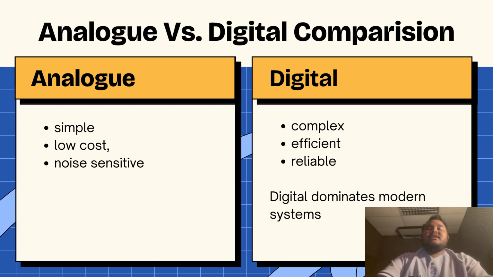These are the comparison between the analog and digital modulation. You can see analog is more simple, low cost, and noise sensitive, but for digital it is more complex but efficient and reliable. Nowadays, digital dominates the modern system.